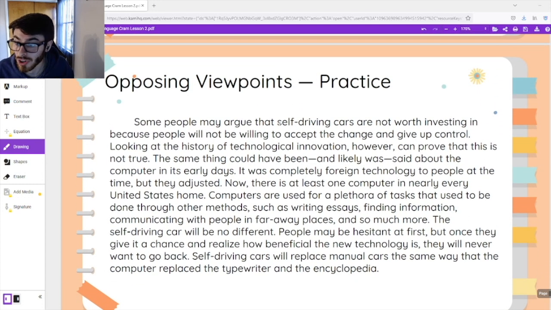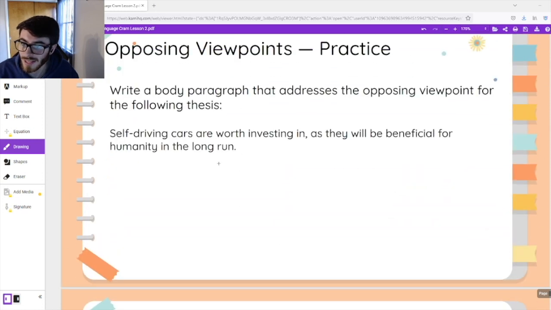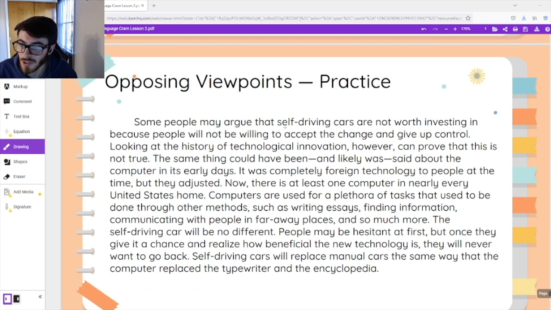Some people may argue that self-driving cars are not worth investing in because people will not be willing to accept the change and give up control. Okay, that is the opposing viewpoint that I've chosen to argue here. The thesis is that self-driving cars are worth investing in as they will be beneficial for humanity. The opposing viewpoint is that they are not worth investing in because people will not be willing to accept the change and give up control of their vehicle.